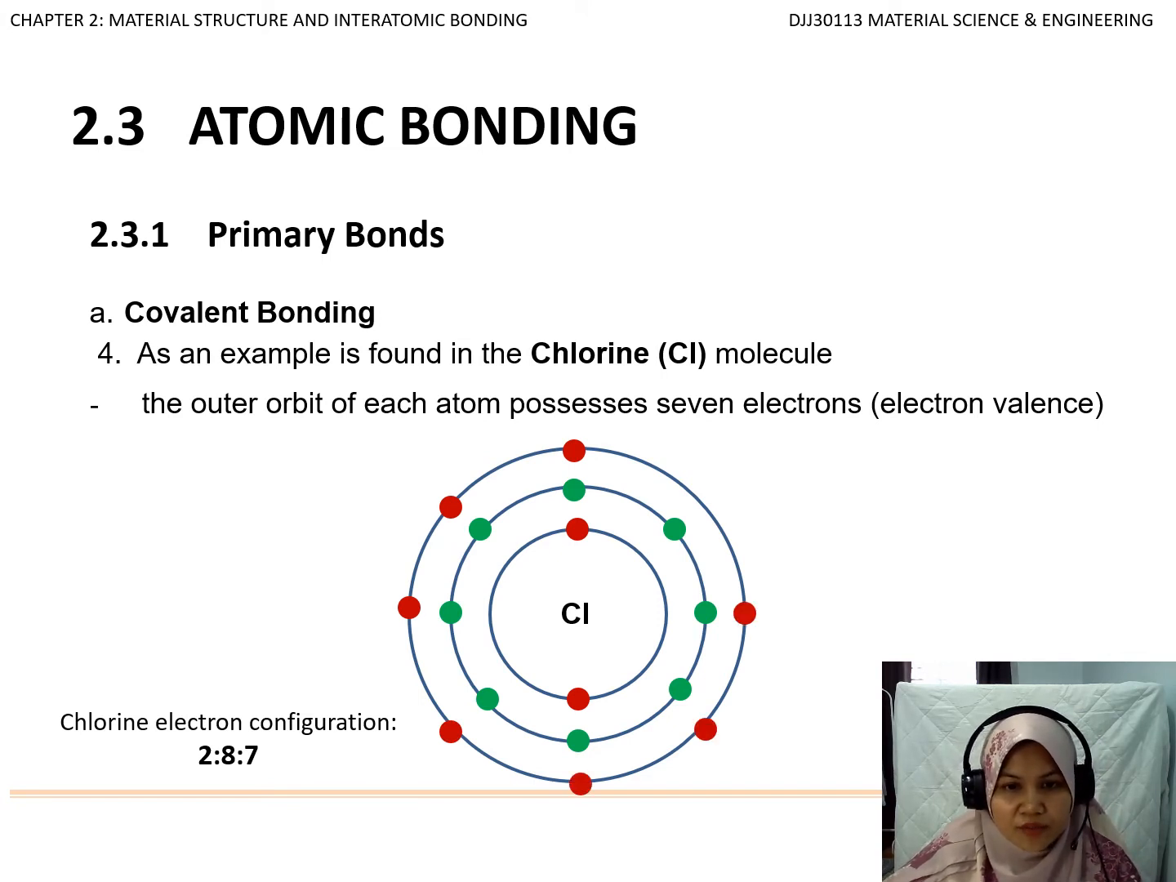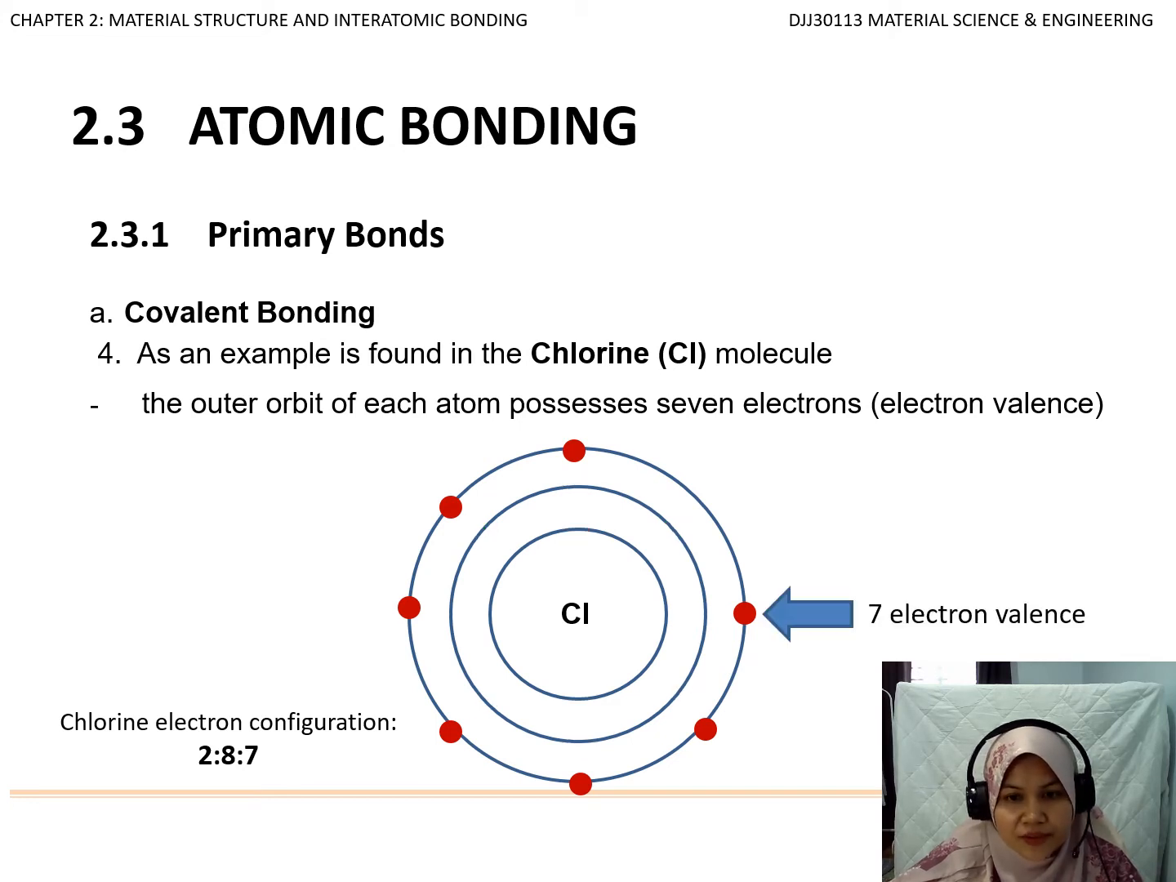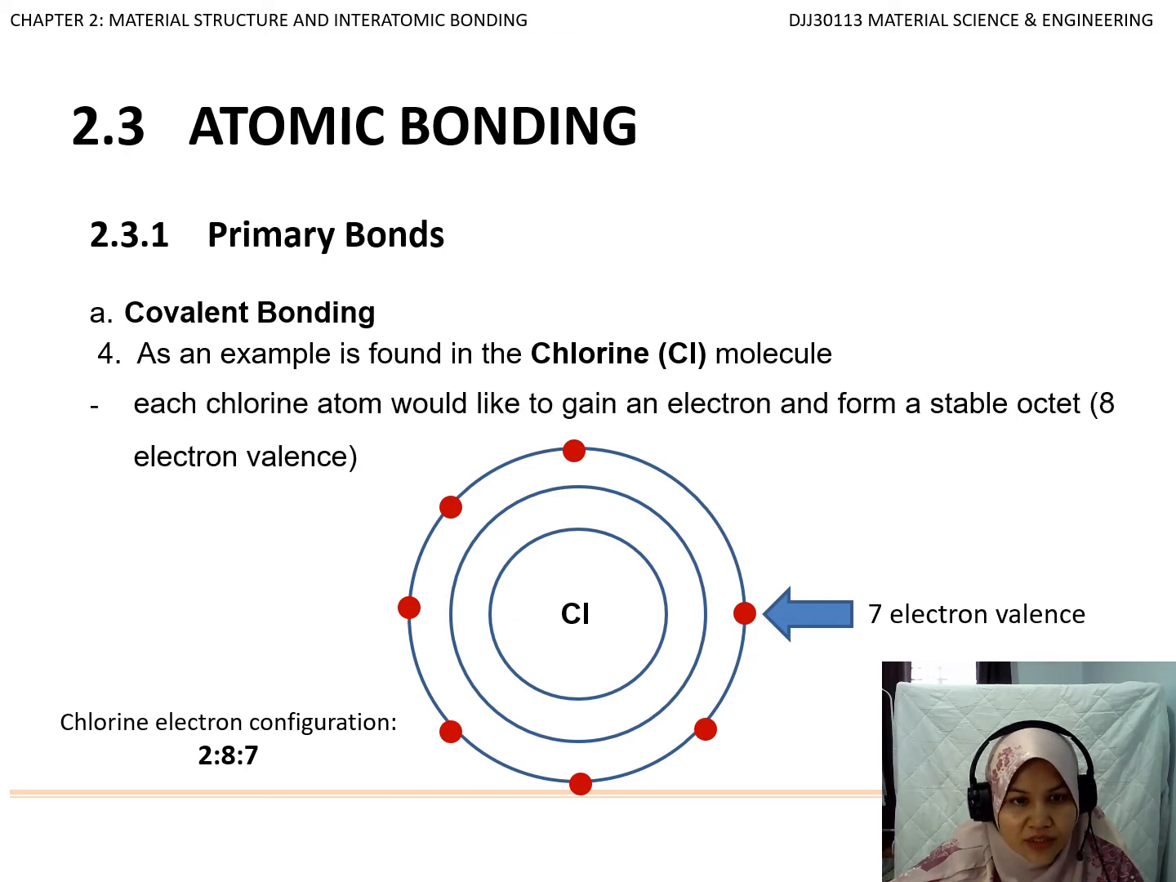Okay, di outer orbit ni maksudnya electron valence lah. Elektron pada the outermost shell. So untuk chlorine dia mempunyai 7 elektron valence. So dia kurang satu. Maksudnya tak stabil lah, unstable. Okay, as you can see 2, 8, 7 electron configuration for chlorine. Okay, 7 electron valence.